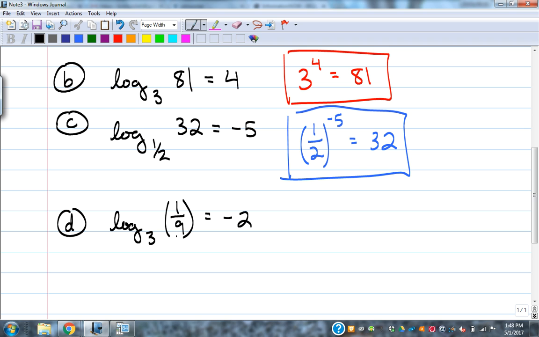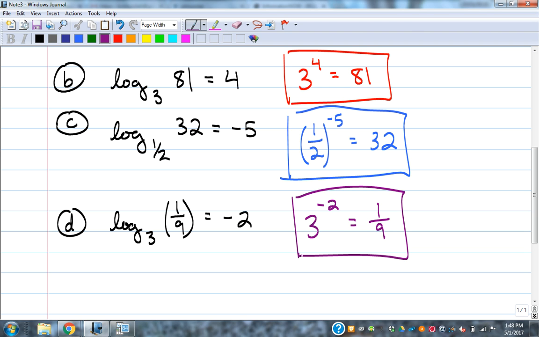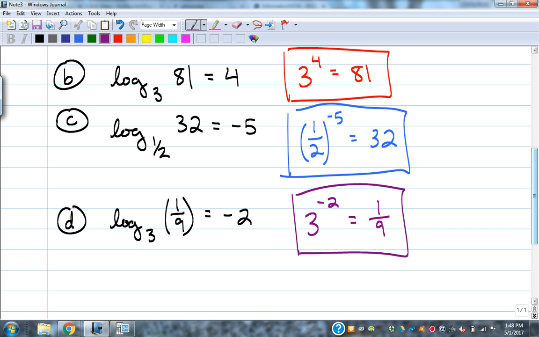Log base 3 of 1/9 is equal to -2. What's the base? Exponent? Only thing left is 1/9. It's got to be equal to 1/9. 3 to the -2 power is 1/9. Still true. Okay. So far they've had the base written there every single time.